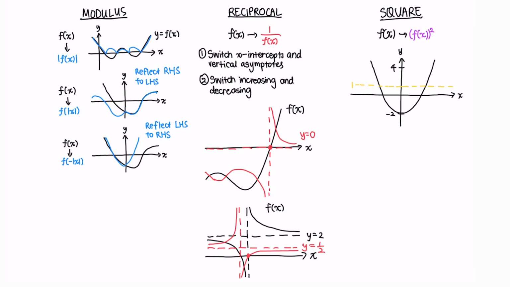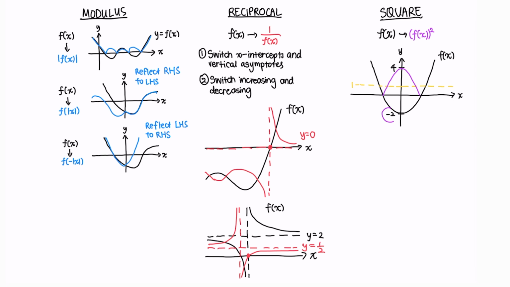And finally, after all that, we have the square transformation, which is transforming f(x) into f(x) squared. First off, if we are squaring a function, the most obvious thing is that all the y values will become positive. So let's say we have f(x) over here. If we want to find out what the graph of f(x) squared looks like, all the parts below the x-axis will be reflected up. So it will look something like this.